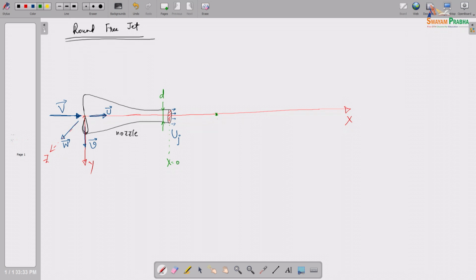Then this one is x1, and let me take another location, and let us say this is x2. Now the question is, how will this jet behave? Once it has come out at x equal to 0, how will the jet look at x1 and x2?